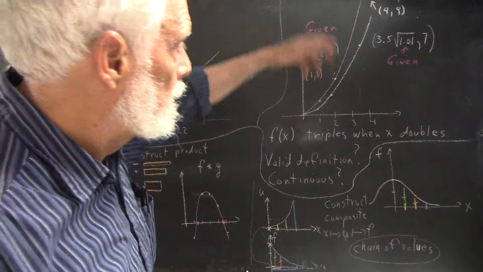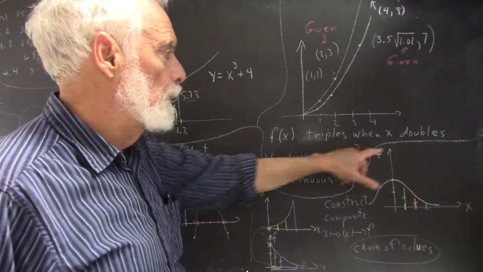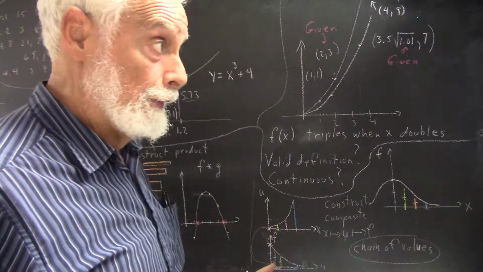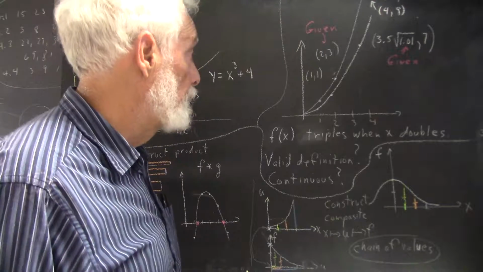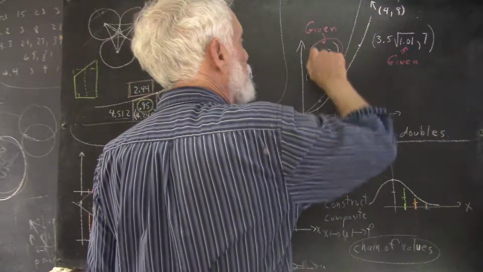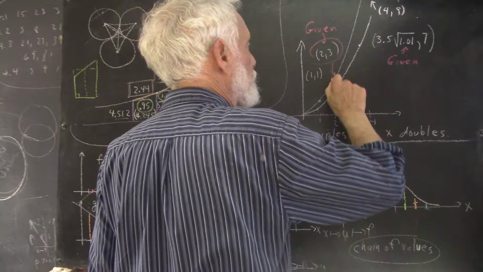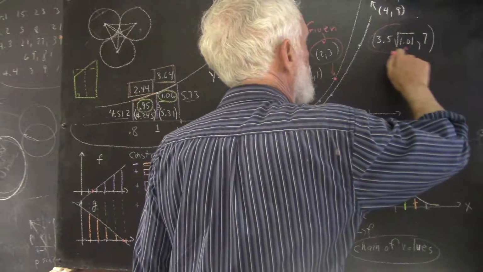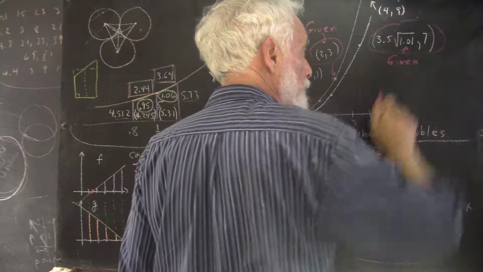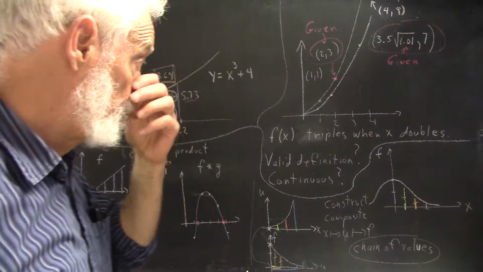Okay, now we have a rule, f of x triples when x doubles. So we're going to define this in kind of a strange way. We're going to define it by saying that (2, 3) is a point on the graph, and also that (3.5 times the square root of 1.01, 7) is a point on the graph.